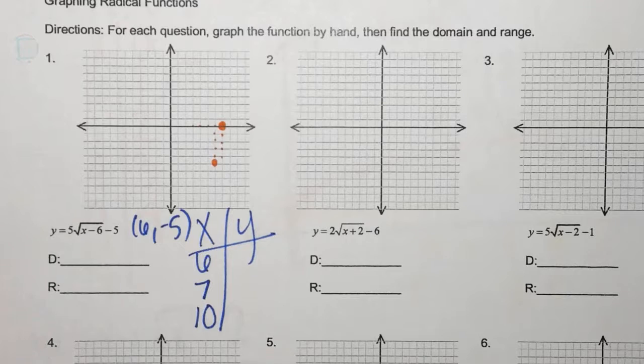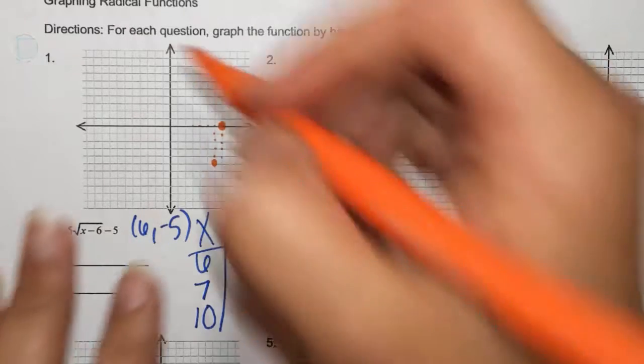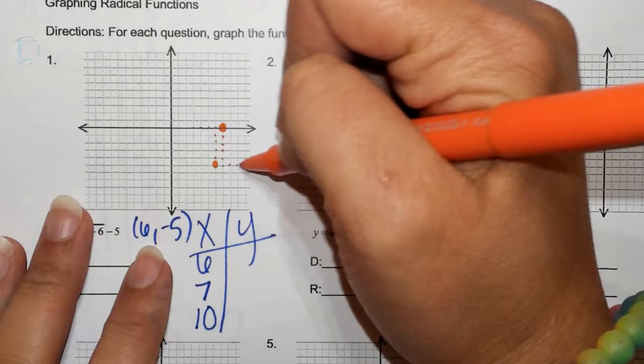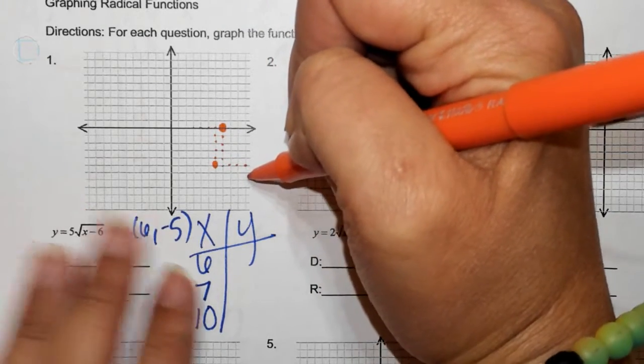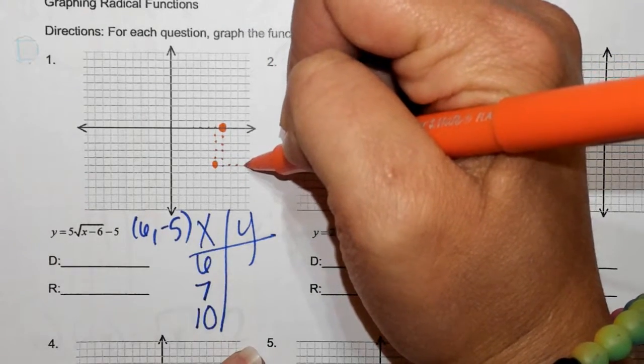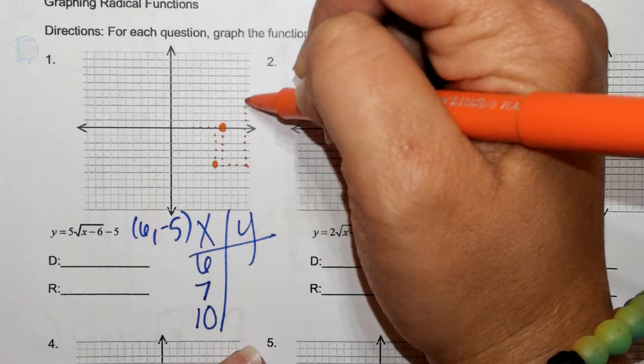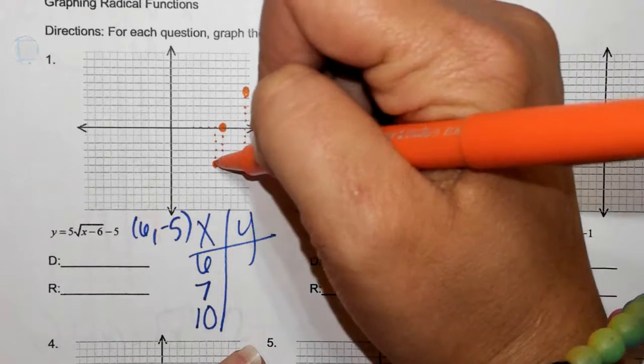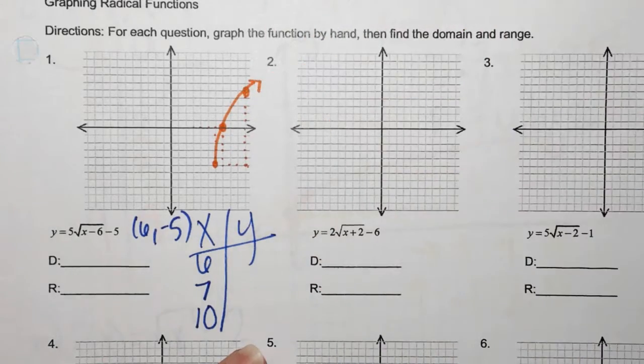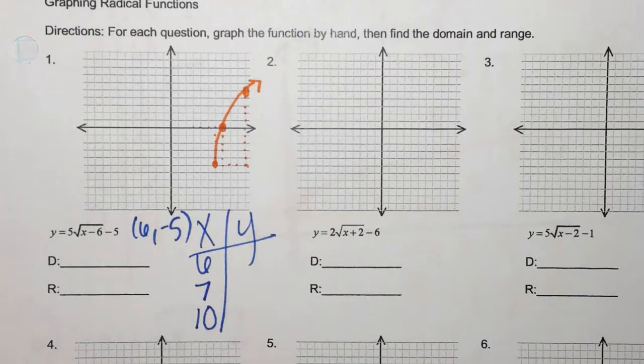Then after we go right 1, what do we go right next? What's our next perfect square? 4. So we go right 4. 1, 2, 3, 4. Up 2 times 5 is 10. So we go up 10. 1, 2, 3, 4, 5, 6. And then you connect. So when there's a number out front, you just multiply your counting numbers by that number.